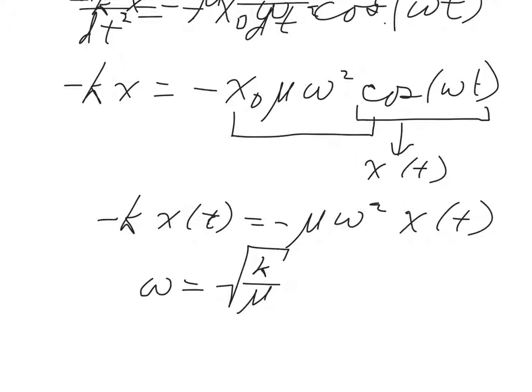So I can see that the frequency of the oscillator, given by this angular frequency here, depends on the force constant and on the reduced mass. And this is something that should be familiar to you when you cover this in your physics course. A couple of things to note here. First of all, either the sine or the cosine function or any combination of the two will satisfy the equation of motion.